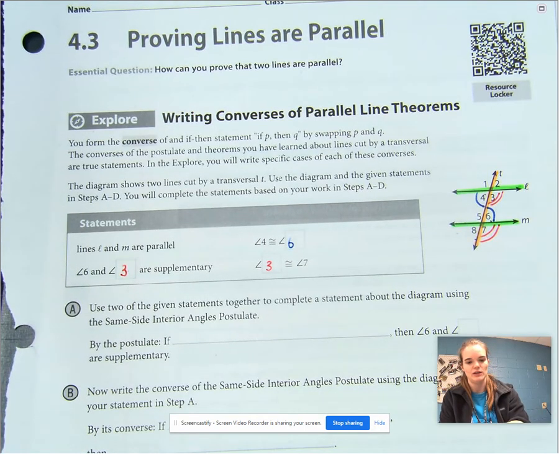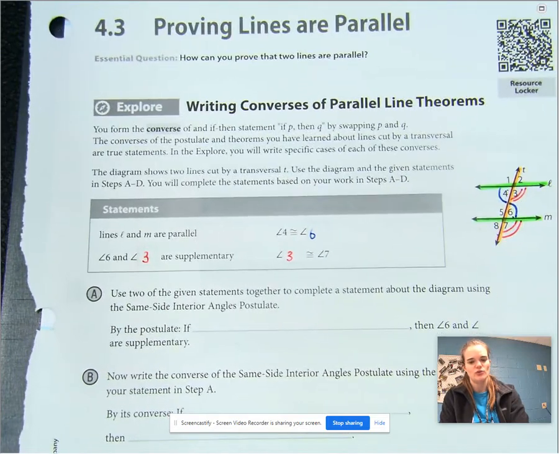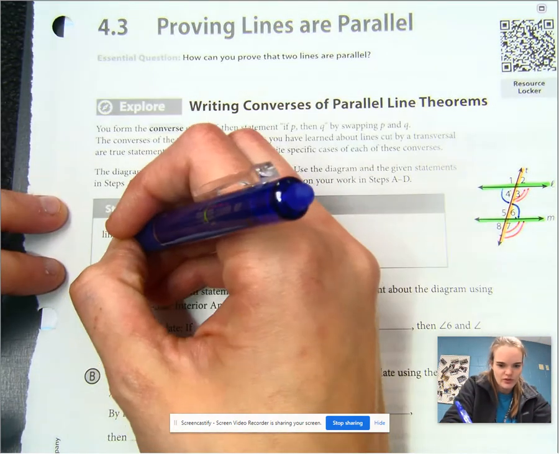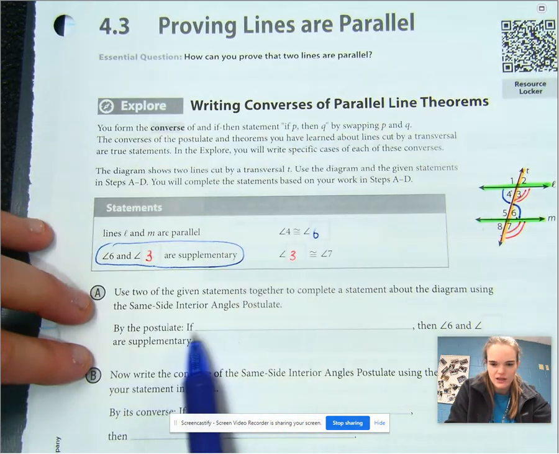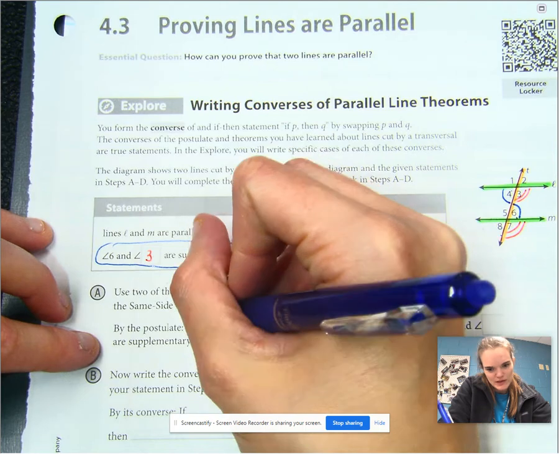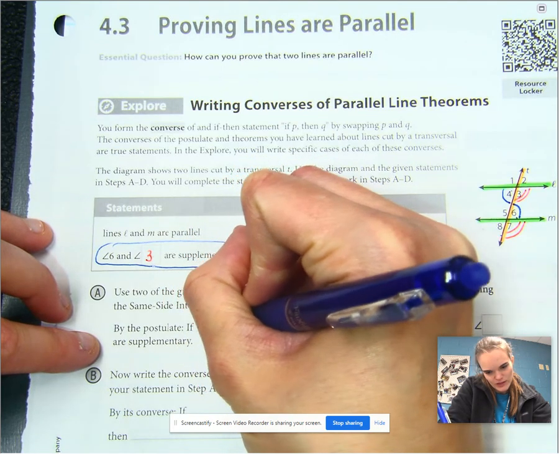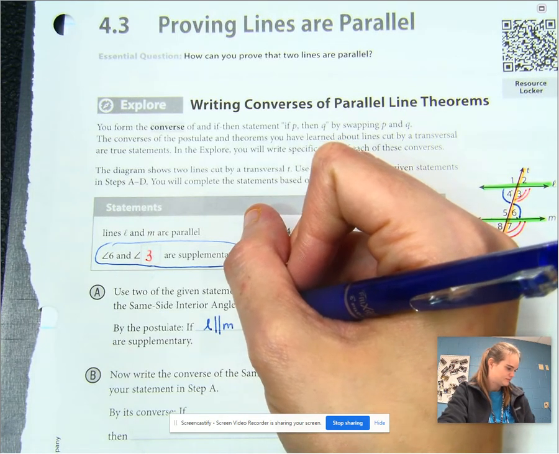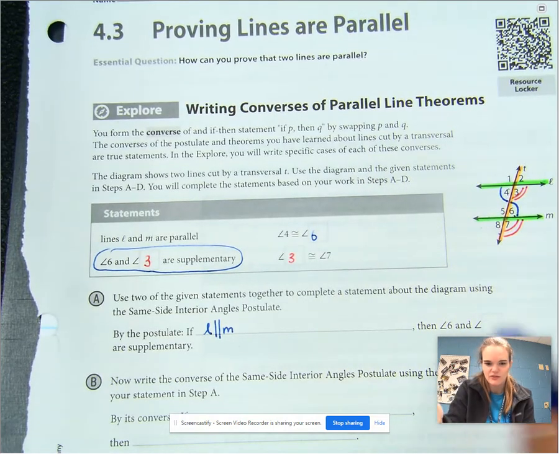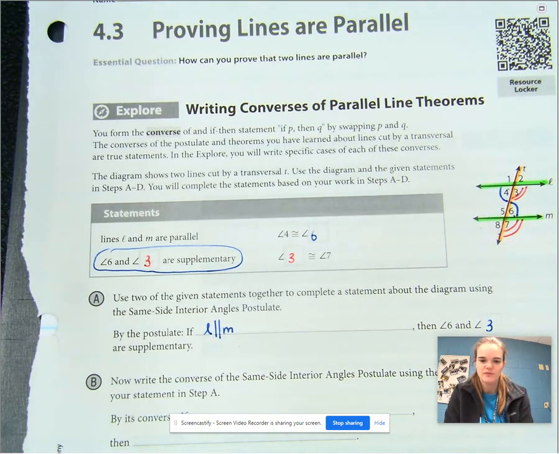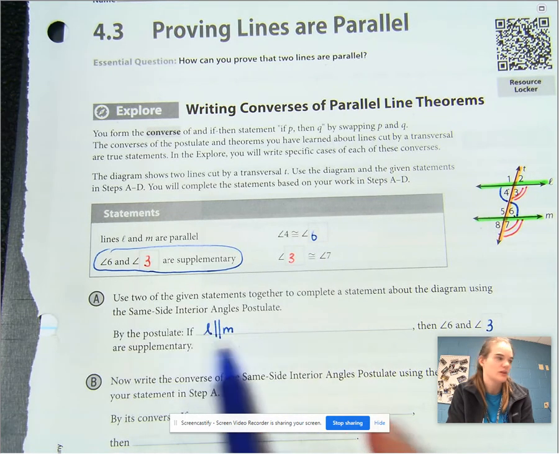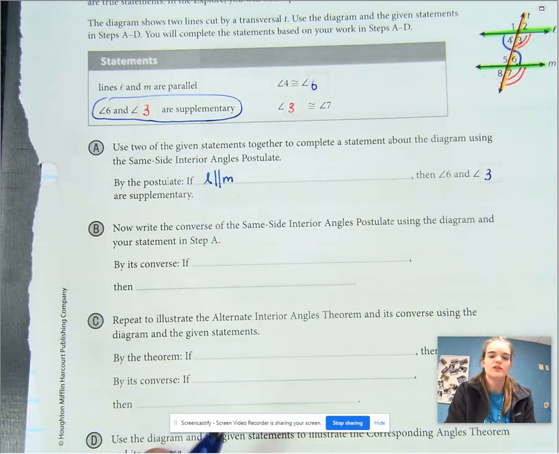So let's look at A, B, C, and D. A says, use 2 of the given statements together to complete a statement about the diagram using the same side interior angles postulate. Same side interior angles. Well, this one is the one that's same side interior. If L is parallel to M, then 6 and 3 are supplementary. That's a big blank because they would want you to write if L is parallel to M, but that's what this means. Now let's talk about how to write the converse.